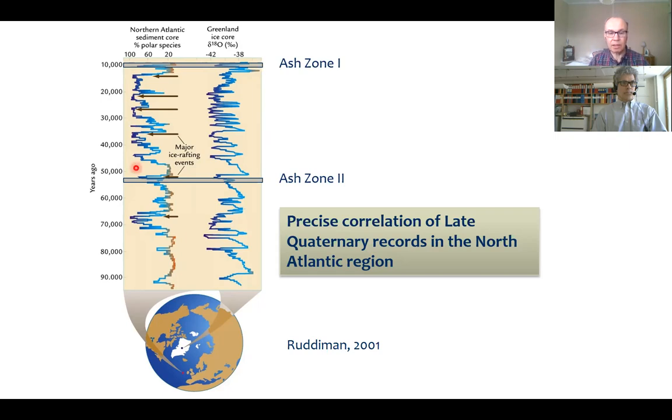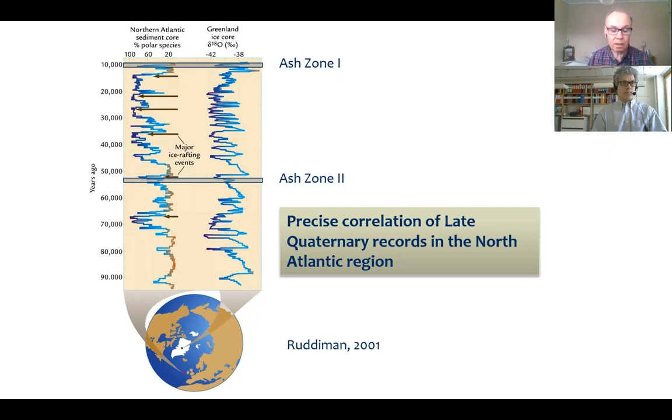And maybe this one is the biggest eruption during the Quaternary. This is called Ashton 2. It's actually a number of eruptions at more or less the same time. But the biggest was from a volcano called Torfajökull on Iceland some 54,000 years ago. It's actually a visible layer, a dark blackish layer in the ice in Greenland, and also found in a lot of marine cores from the North Atlantic. And it can be used to compare and synchronize different climate archives.